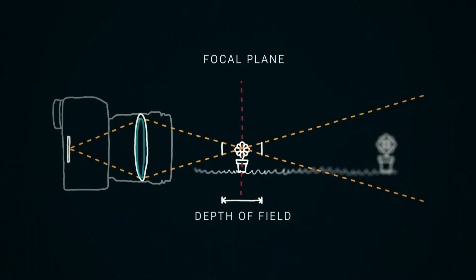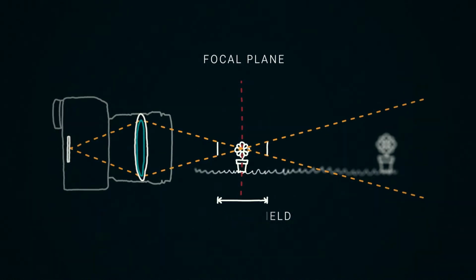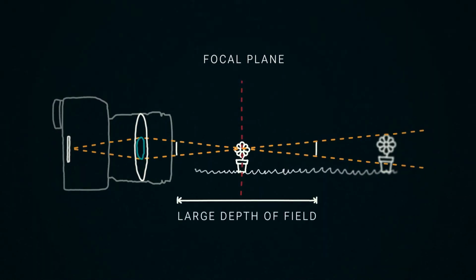This is because when you close down the aperture, the rays of light from your scene are directed through a smaller hole. This narrows the path of light and increases the distance between the nearest and furthest elements that appear sharp in your scene.